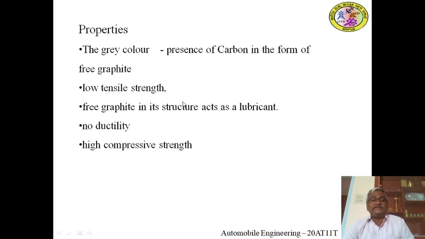So it has grey color because of the carbon in the free form. It has low tensile strength. Free graphite present here acts as a lubricant, so it has good wearing qualities. No ductility. So cast iron cannot be drawn into wires. No ductility. It has high compressive strength, so it can take up high compressive loads.